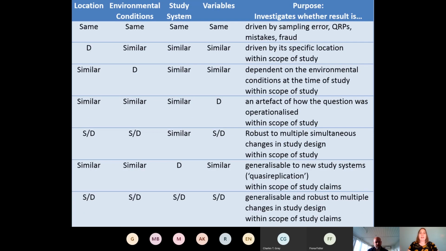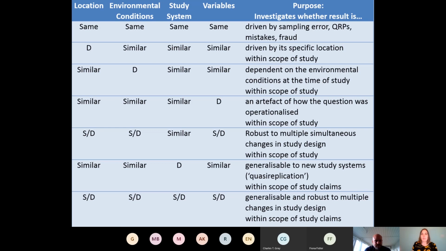So this is a table that's come from a study that I'm hoping will come out in Ecology and Evolution any day now. It's currently available as a preprint. It's just a little ad. And it's looking at different types of replication studies and what they tell us.